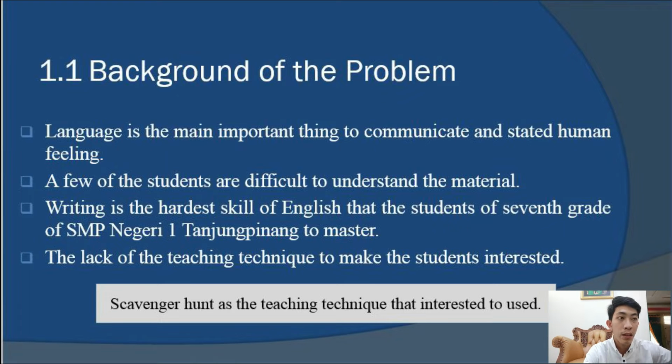Now let's take a look at the note. Scavenger hunt is a teaching technique that is interesting to use. Therefore, by considering the background of the problem here, I conduct the study under the title The Effect of Scavenger Hunt Game on Students' Writing Skill at 7th grade of SMP Negeri 1 Tanjung Pinang.